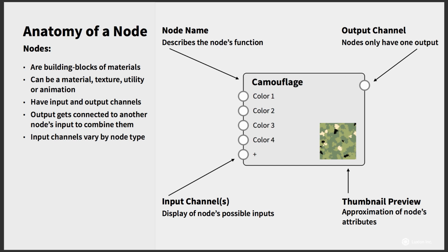So your input channels are going to be on the left side of the node, whereas the output channel will be on the right side of the node. And when you take one node's output and you connect it to another node's input, they start working together. And when you do this, this is how you build materials. Once you've connected a bunch of nodes, you have a bunch of different attributes of one material working together.